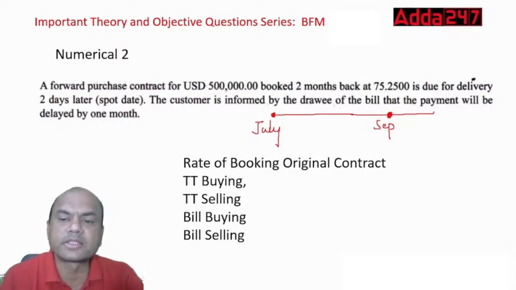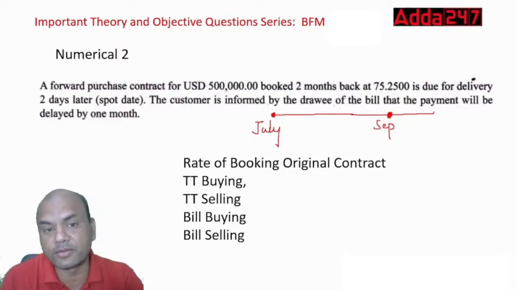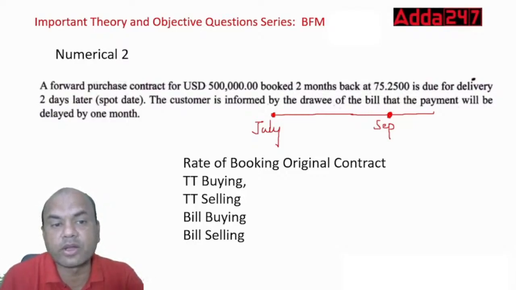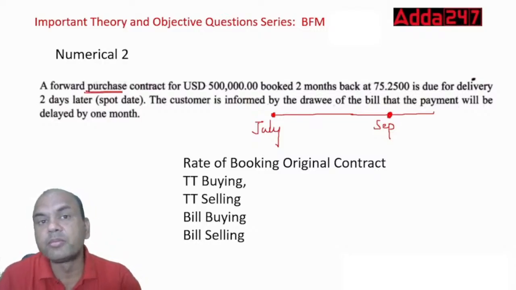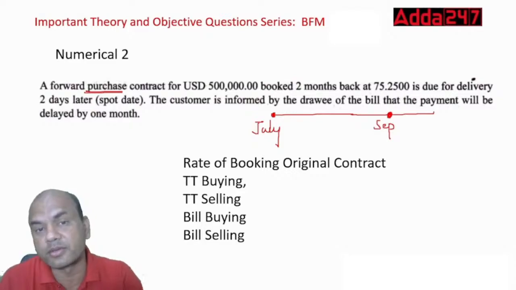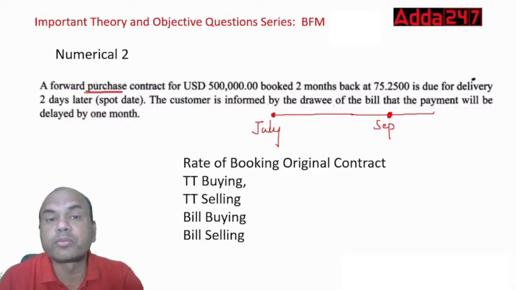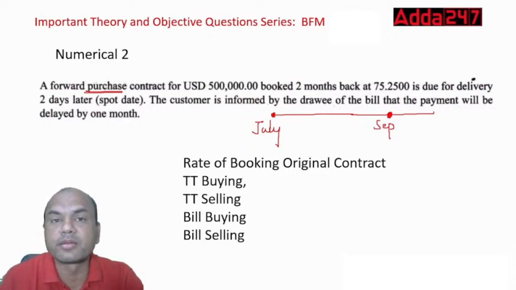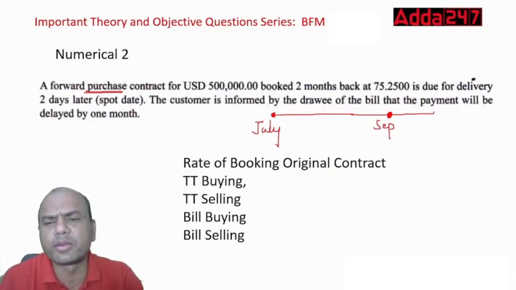But what has happened is the customer is told now by his buyer. See here, forward purchase contract. This is a purchase. Purchase means it's an export transaction. Always remember, purchase is always export. So this buyer has told, buyer means the buyer of your customer. That buyer was going to pay the customer in September. But this buyer has said that no, I won't be able to pay you now. I'll be able to pay you after 1 month. So I'll be able to pay you in October.